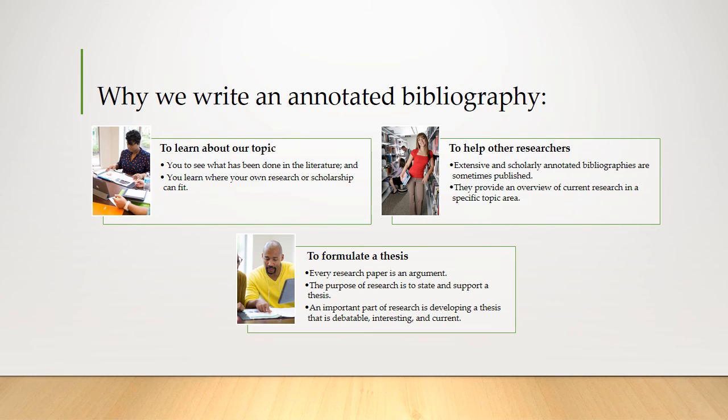And we use them, particularly in this class, to formulate a thesis. Every research paper is an argument, and the purpose of research is to state and support a thesis. We use our annotated bibliography to inform this process as we refine and further reflect on our own research question. An important part of research is developing a thesis that is debatable, interesting, and current. Only when we have a good command of the current research literature can we determine how our own research can contribute to that literature.